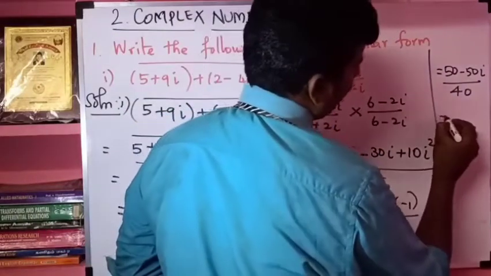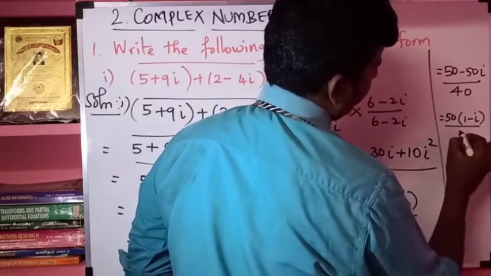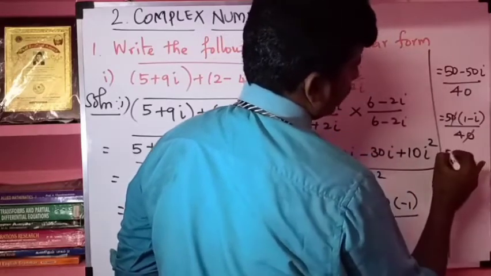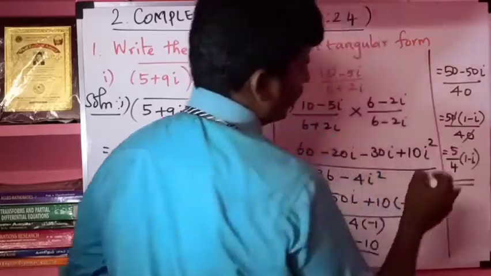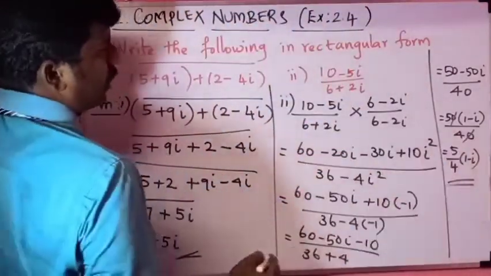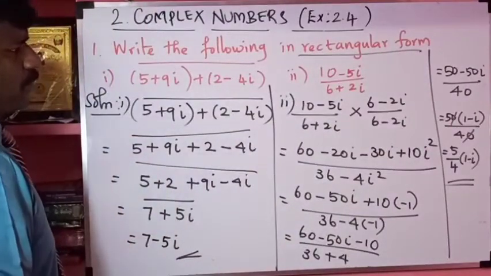Taking 50 common from the top, we get 1 minus i divided by 40, cancel the 0, which is 5 by 4 into 1 minus i. This is the answer. Understood? This is the rectangular form. So now, let us look at the next problem.